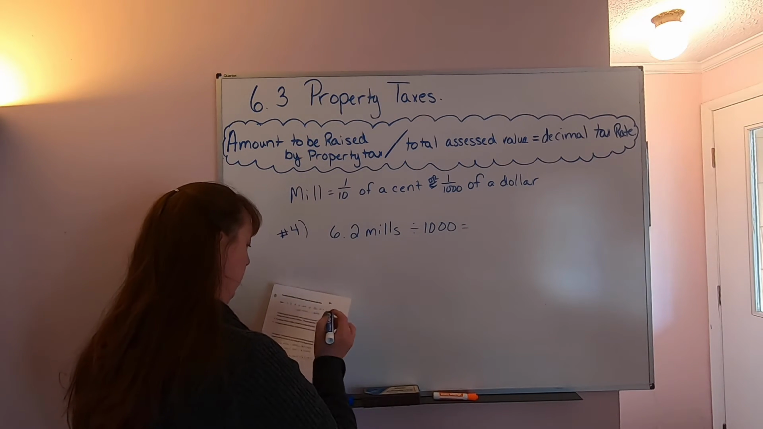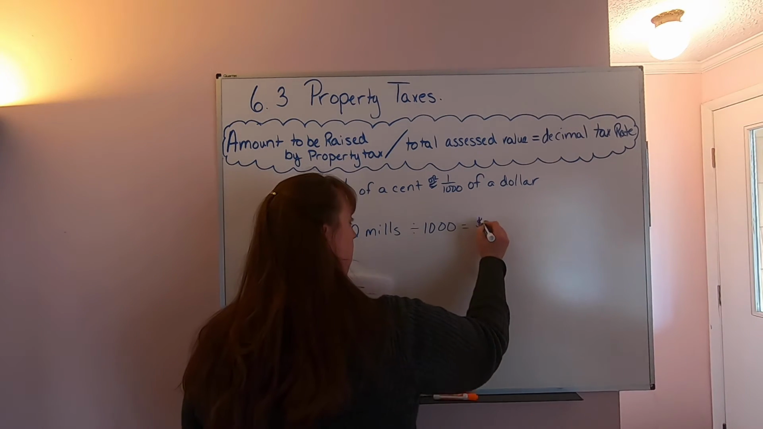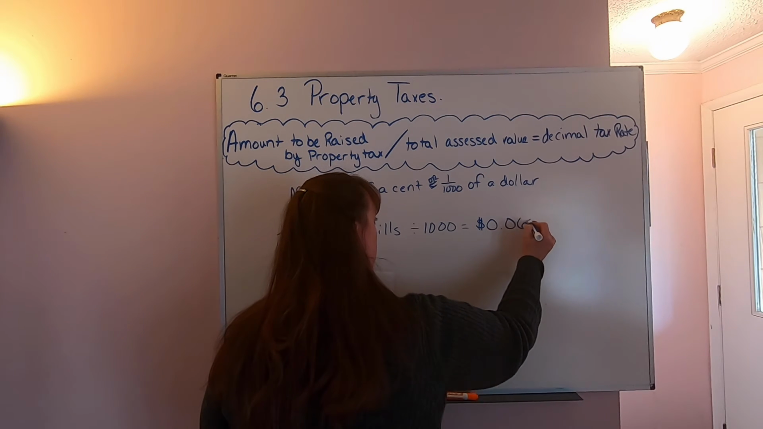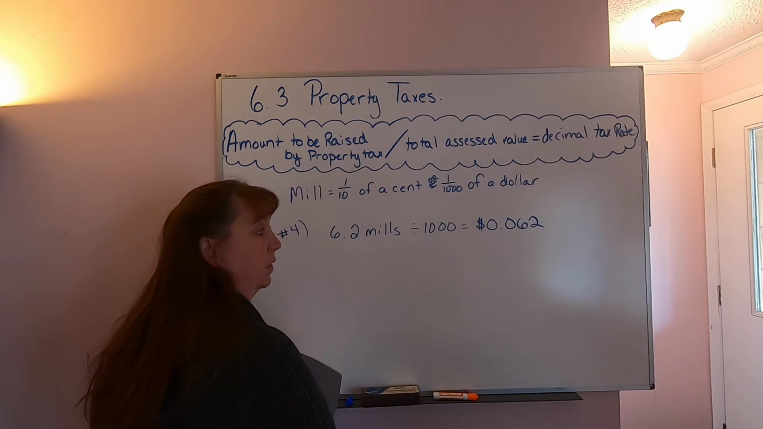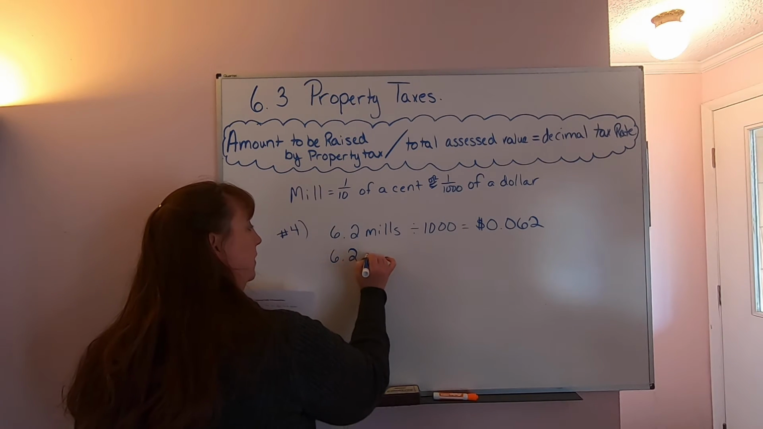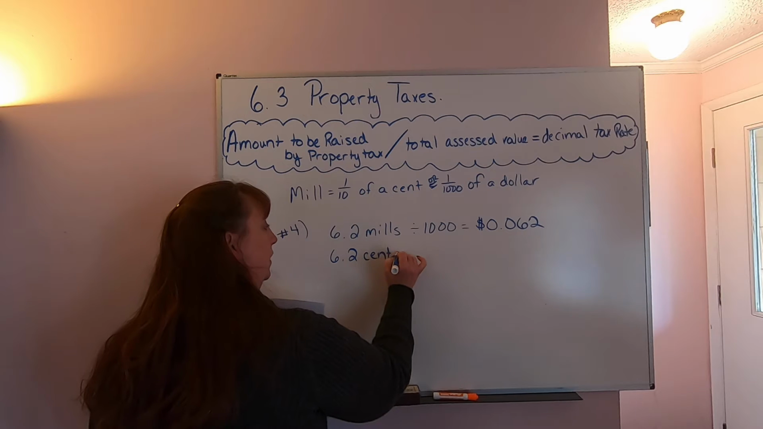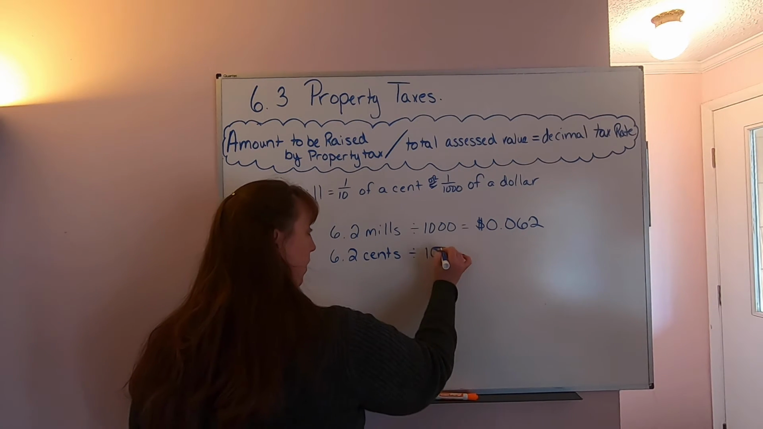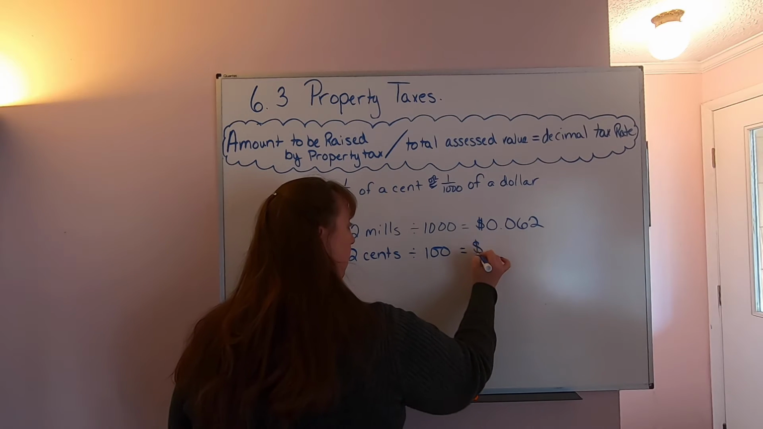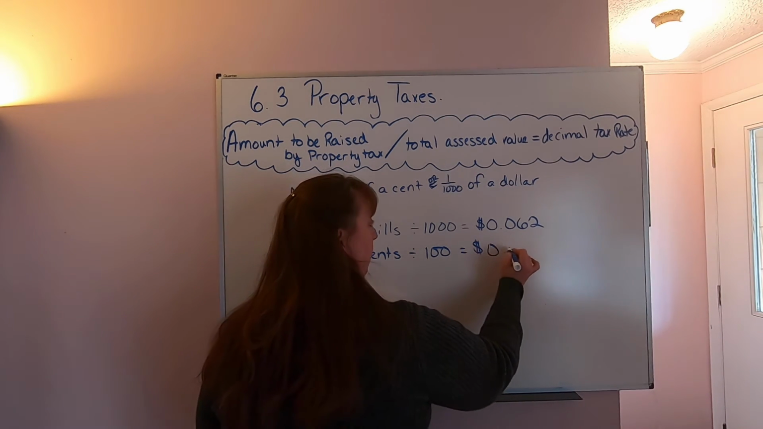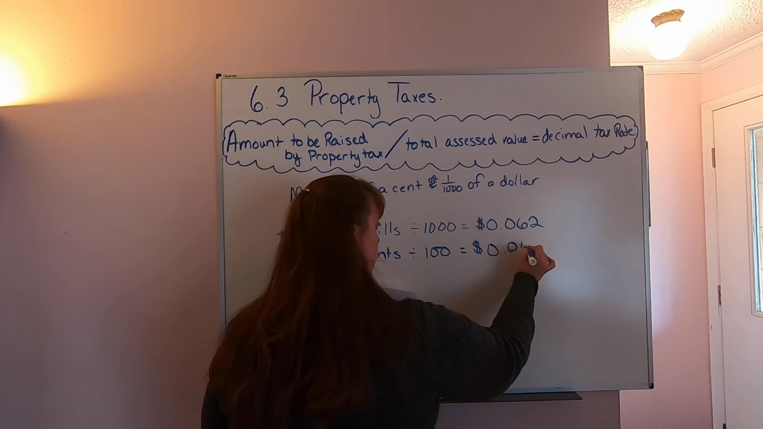So that gives us 0.062 for the dollar. 6.2 cents. When you see cents, you're going to divide it by 100. And again, still the same rate. It's going to be 0.062.